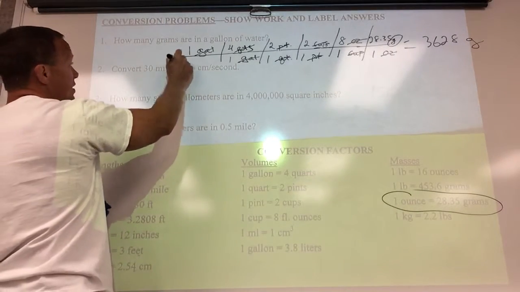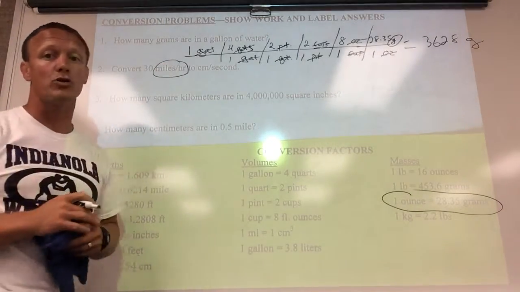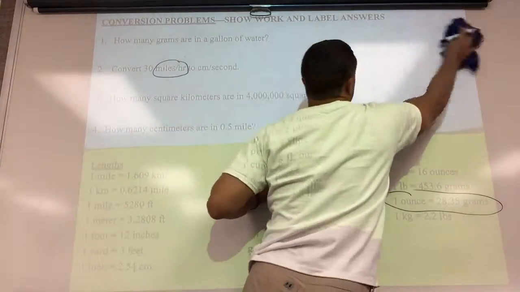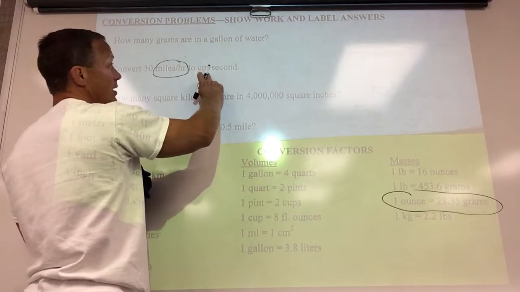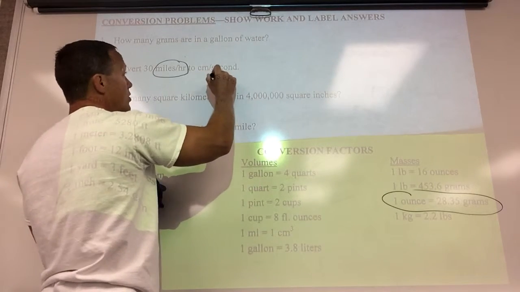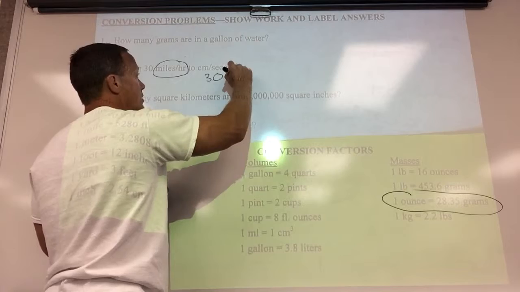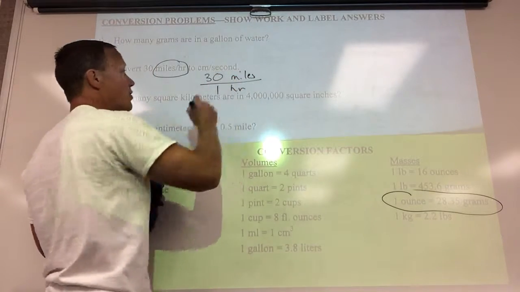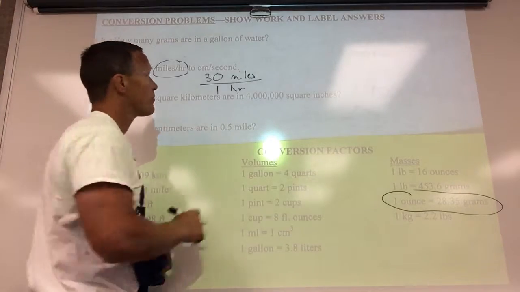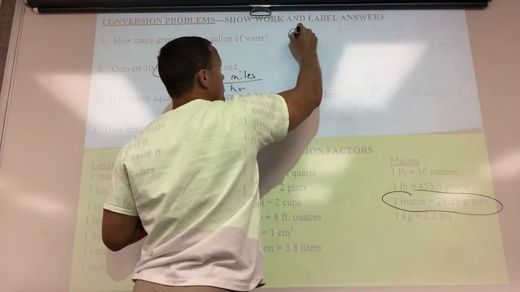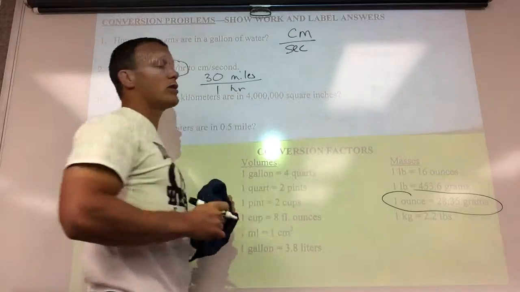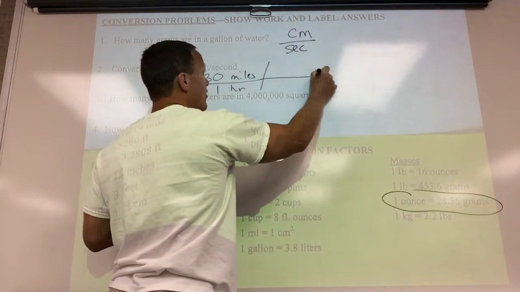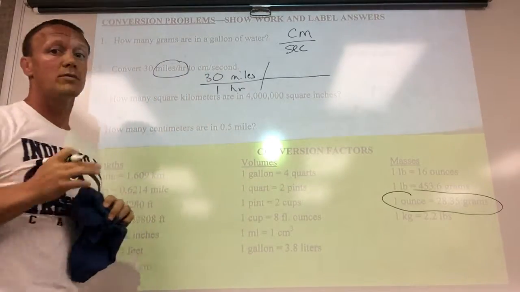Next one. This one, notice, has a fractional label, miles per hour. Okay, so we're going to start with that. We want to finish with centimeters per second. So we're going to go 30 miles per hour. In other words, you're going 30 miles in 1 hour. That's a speed. We want to finish with centimeters per second. So we know we're done when we have centimeters on top, seconds on the bottom. And we can do either one first. I'm going to keep it going as one big thing.